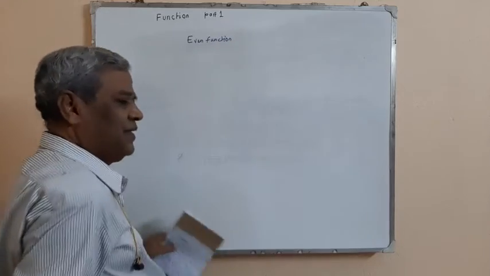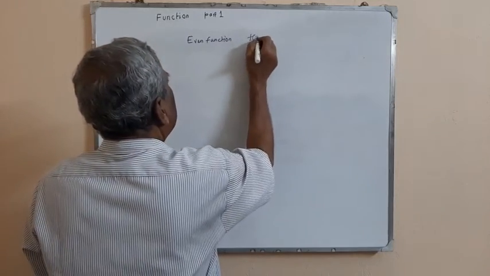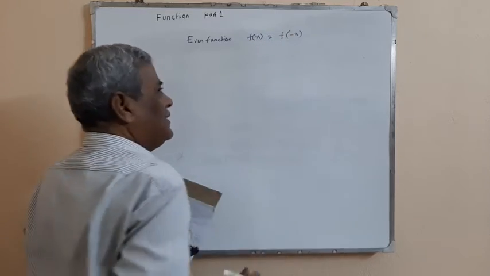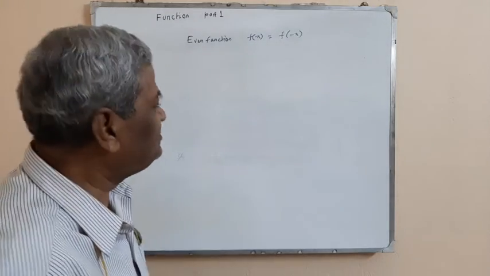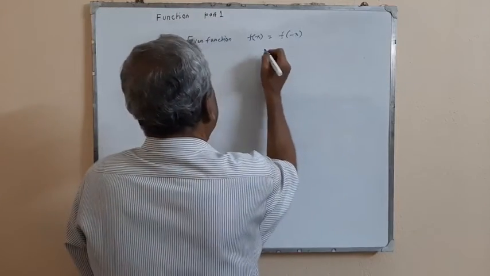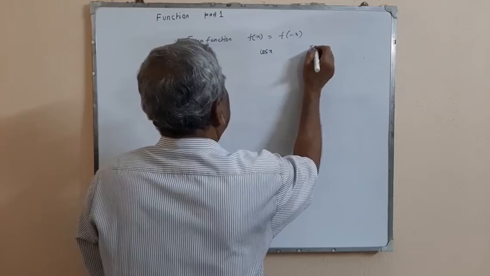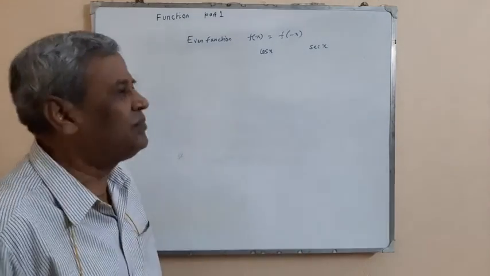Even function is, suppose f(x) is a function, if f(x) is equal to f(-x), then this function is called an even function. So, for example, cos x, sec x, they are even functions in trigonometry.